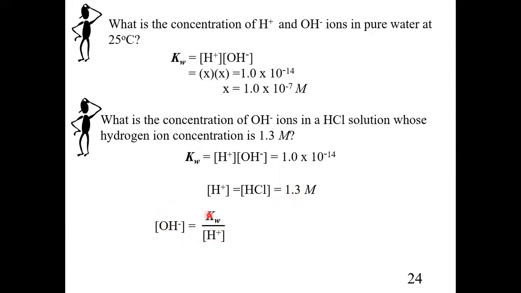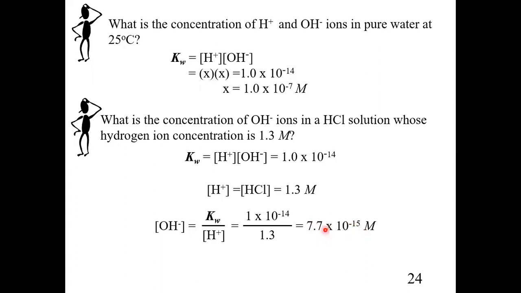And so whenever we want to calculate OH minus, in the equation we always put whatever we have as an acid or a base, the concentration of the H plus that's already in solution and that is not coming from the water. And so the OH minus concentration will be simply Kw divided by the H plus, and that's going to be 7.7 times 10 to the minus 15 molar.